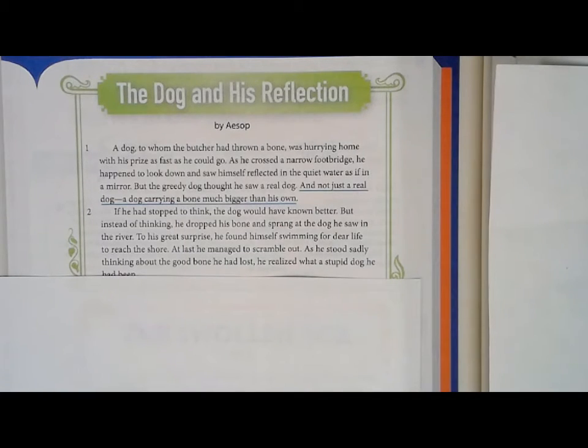And that last sentence there needs to be underlined because it shows us the dog's greed. It shows us how he has a bone, but he thinks he sees a dog with a bigger bone, and he wants the bigger bone.